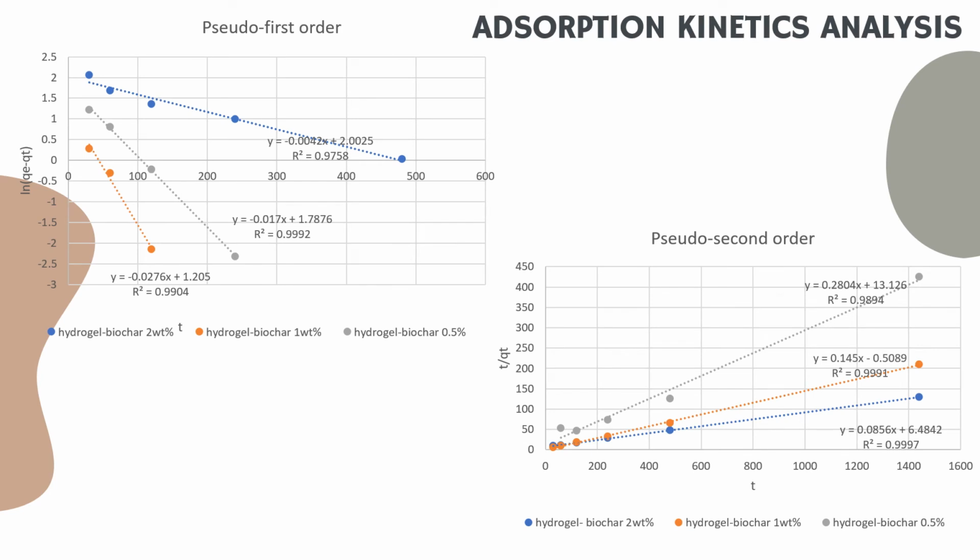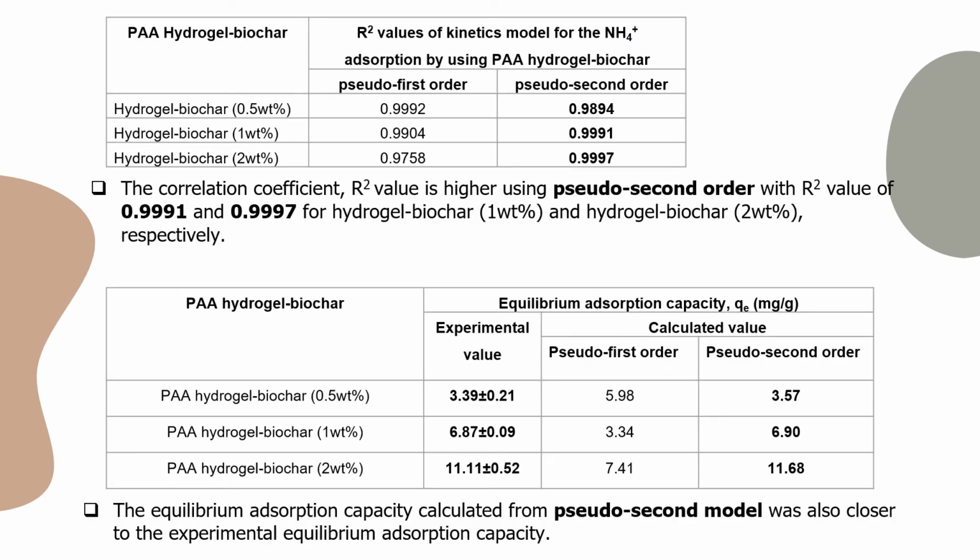Absorption kinetic analysis was conducted using pseudo-first order and pseudo-second order models. From the table, the correlation coefficient R-square value is higher using pseudo-second order, with R-square values of 0.9991 and 0.9997 for hydrogel biochar 1% and hydrogel biochar 2% respectively. And the equilibrium absorption capacity calculated from the pseudo-second order model was also closer to the experimental equilibrium absorption capacity.